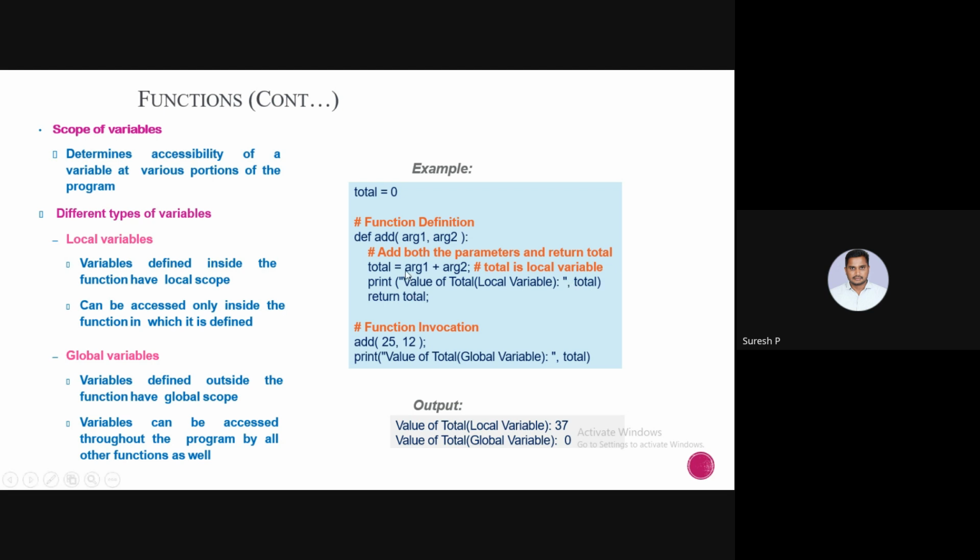So here we have some local variables like argument 1 and argument 2. Argument 1 and argument 2 can be accessed only within the add function. And the variable total can be accessed in the add function and also in the main function. The total will be the global variable so that it can be accessed in the main function and also in the user-defined function called add. So that is called what? Global variable.